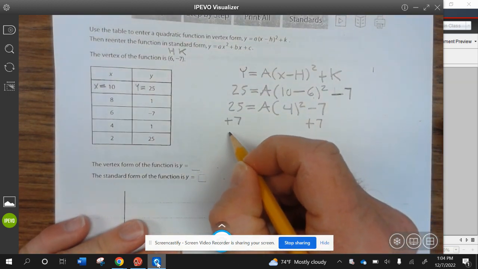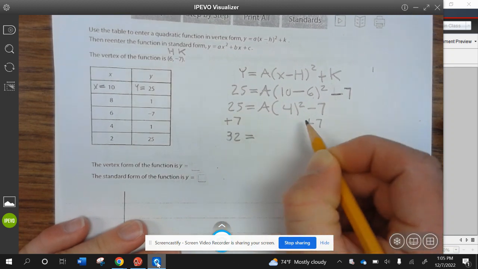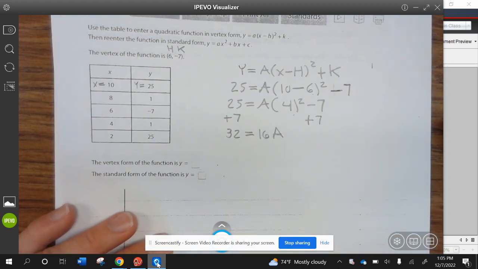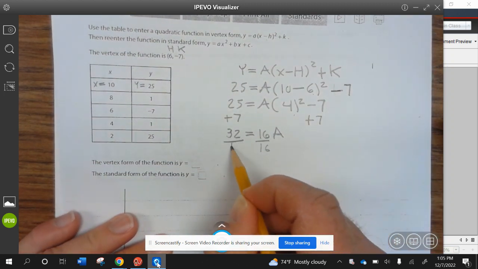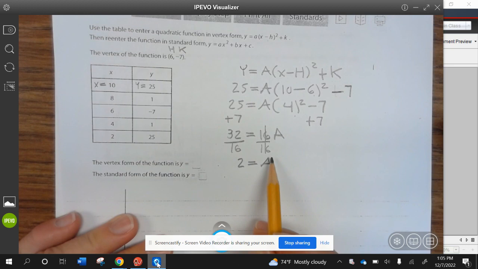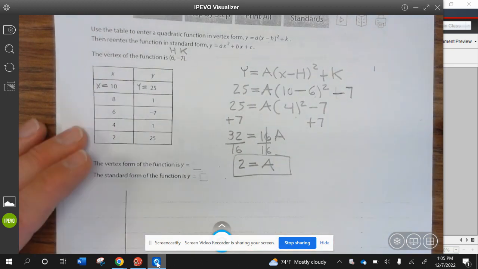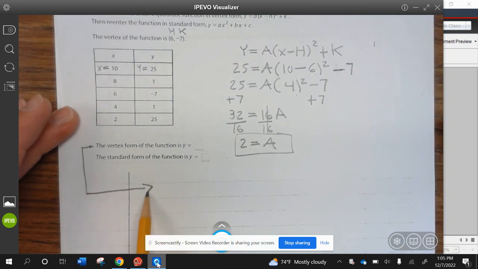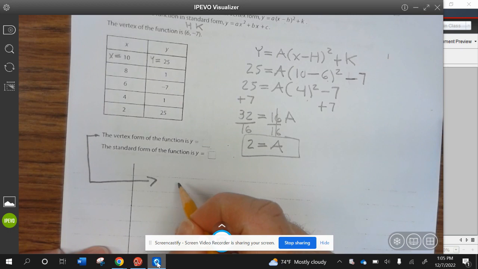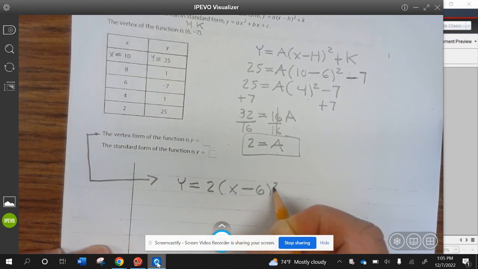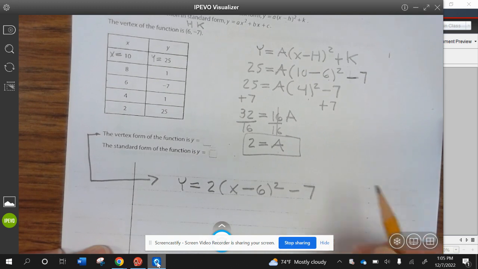You get 25 plus 7 is 32 equals a times 4 squared is 16. Divide both sides by 16. A equals 2. So the vertex form is y equals, now we're going to plug the 2 back in, 2 parentheses x minus the h squared minus 7.